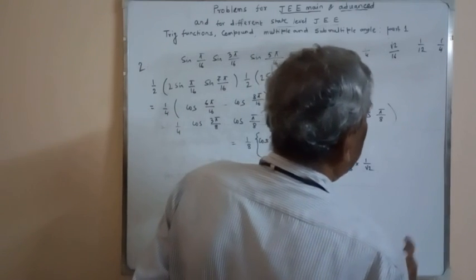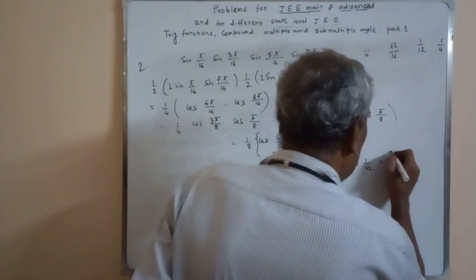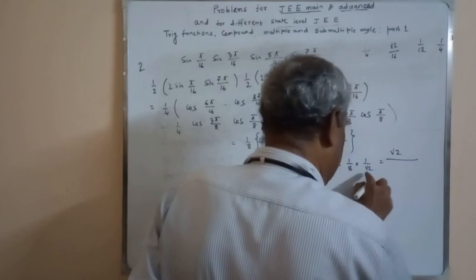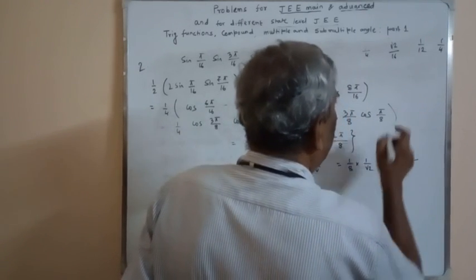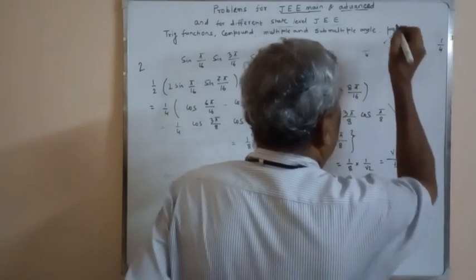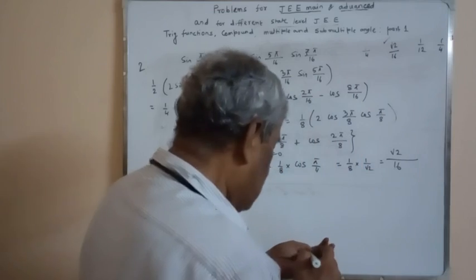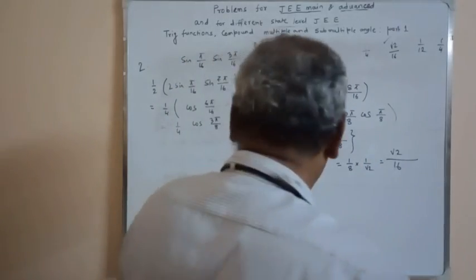Now in the options, root 2 is there. So multiply root 2 in numerator and denominator. The denominator becomes 16. So root 2 by 16 is the answer. Option B is correct. Let us stop today. Next day we'll take a few more problems.